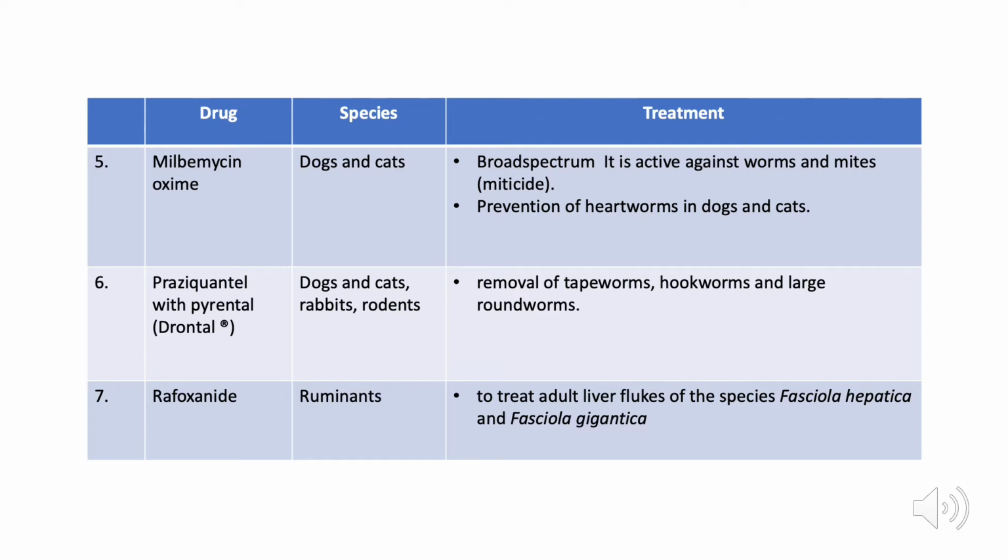The drug is also FDA approved for prevention of heartworm in dogs and cats, although it is less potent against heartworm in comparison to ivermectin. Praziquantel with pyrantel is effective in treating and controlling the tapeworms, hookworms, and large roundworms, while rafoxanide is active against liver flukes in ruminants.